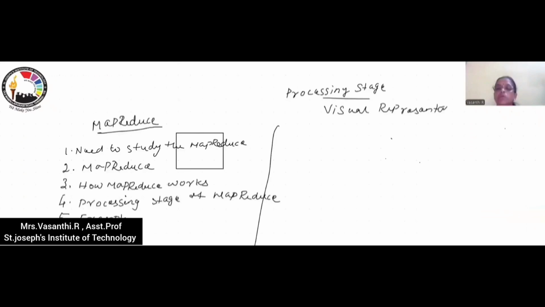Visual representation of MapReduce. First, we have the input file, the input data. The input data is going to be split. The second step is to split the input data. The split input data is entering into the map function.